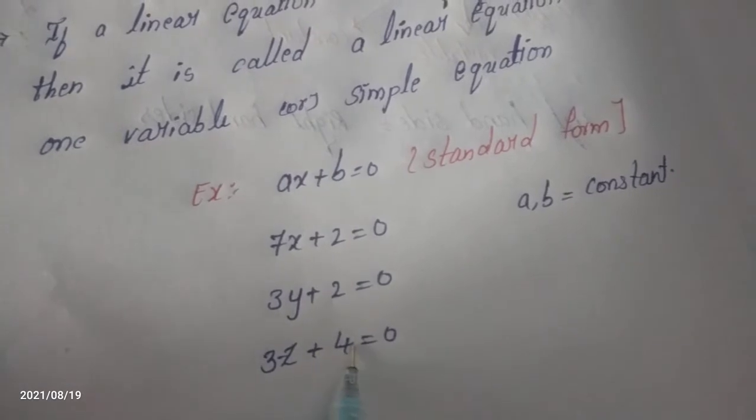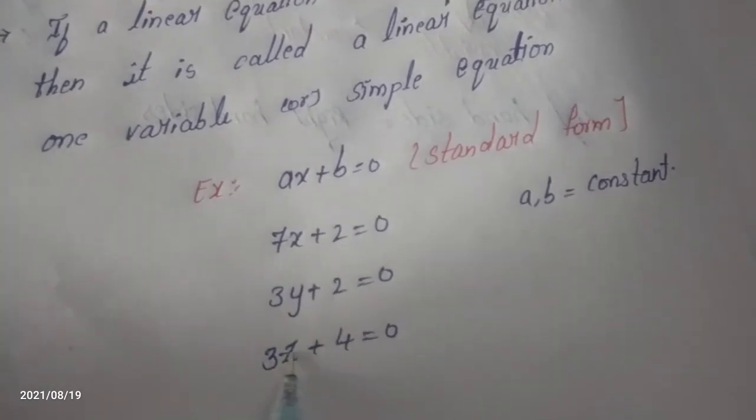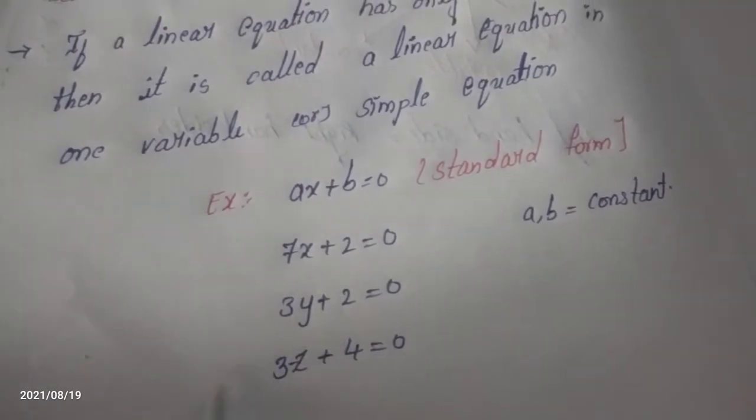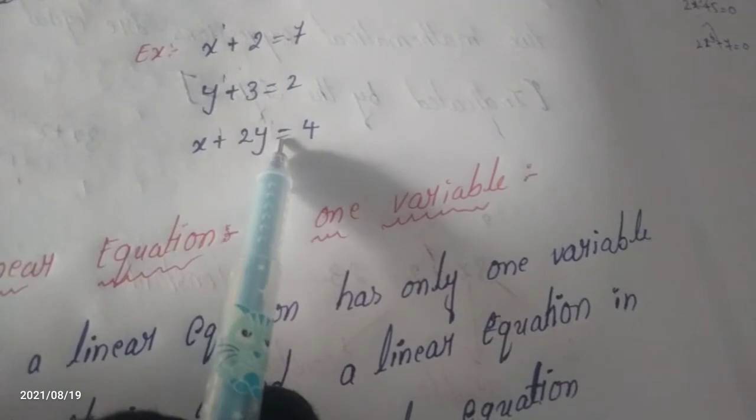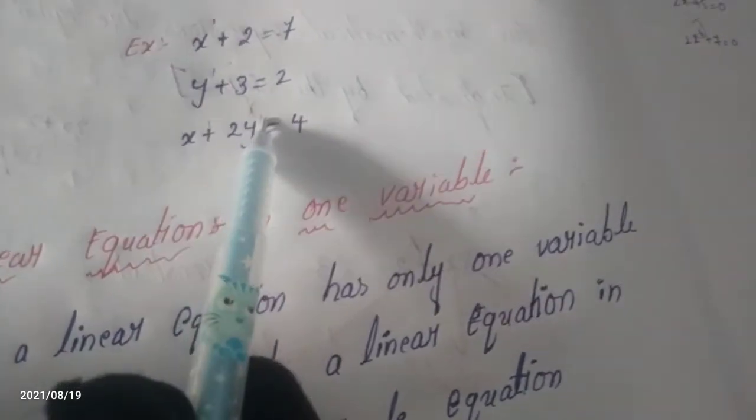3z plus 4 is equal to 0. Here also there is one variable and the power is 1. This means it is a linear equation in one variable. Here I am taking one example: x plus 2y is equal to 4. The power is 1. It is a linear equation.